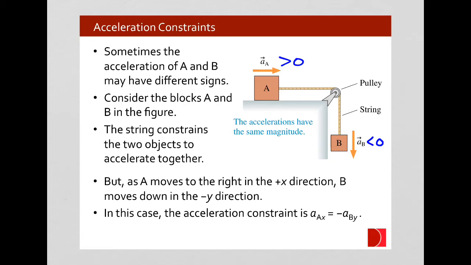So in this case, the acceleration constraint is that the amount that block A accelerates in the x direction is the same as the negative amount that block B accelerates in the y direction. Typically, if you set up your axes in a way to make these work, it's not usually an issue because you end up with the same value of a that you can substitute algebraically from one equation into another. You'll see an example of that in the associated exercise.